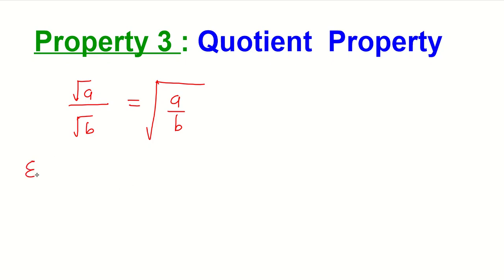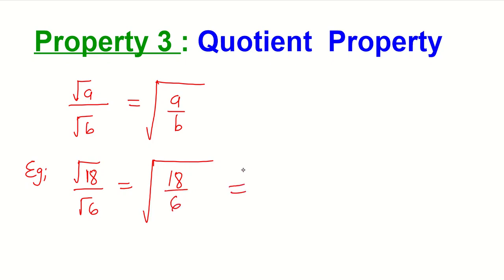So for example, we can think of square root of 18 divided by square root of 6. And with this, we are going to have one big square root, and now we divide 18 by 6. So that is 18 divided by 6. And we have our final answer as, now 6 goes into 18 3 times. So we have square root of 3.